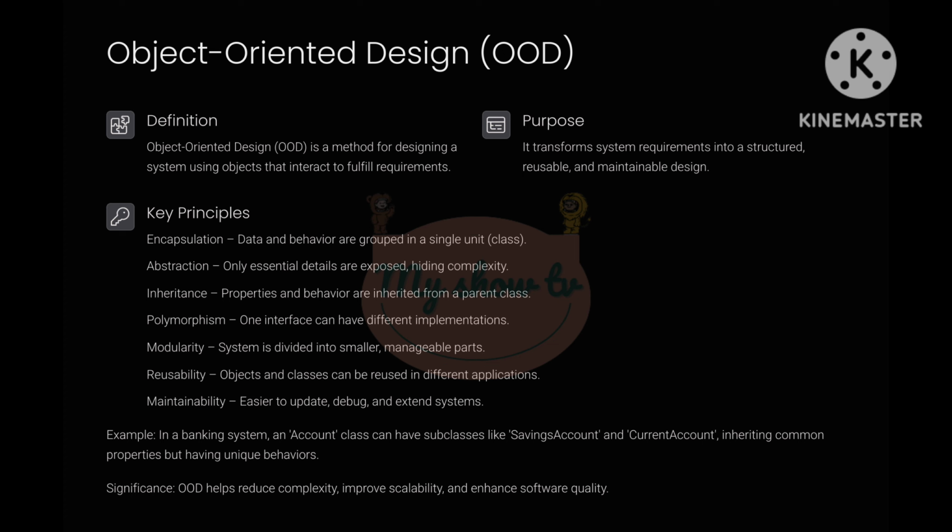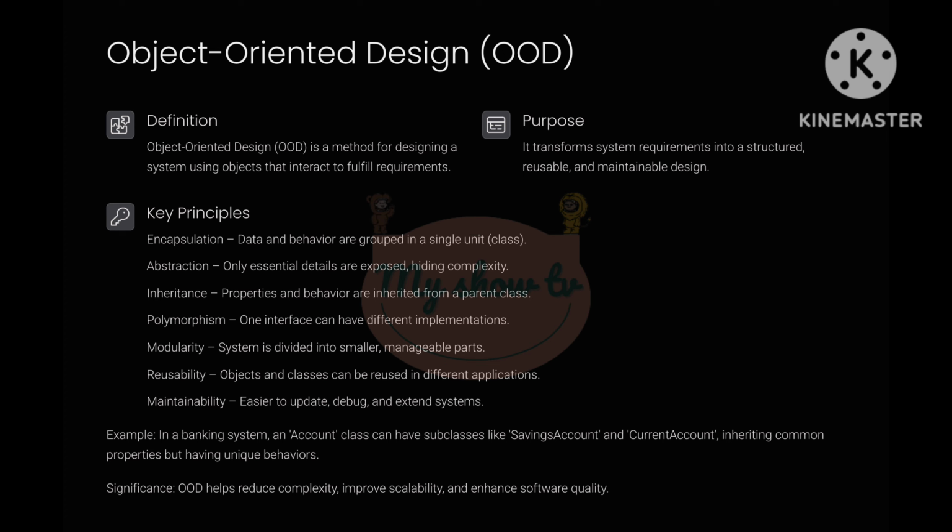5. Modularity. By breaking a system into smaller modules, or objects, OOD ensures that each module is independently manageable and reusable. 6. Reusability. Once an object is created, it can be reused in different parts of the application without redefining it. 7. Maintainability. OOD makes software easier to modify, extend, and debug.